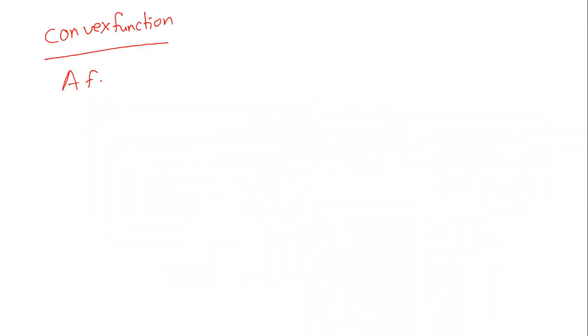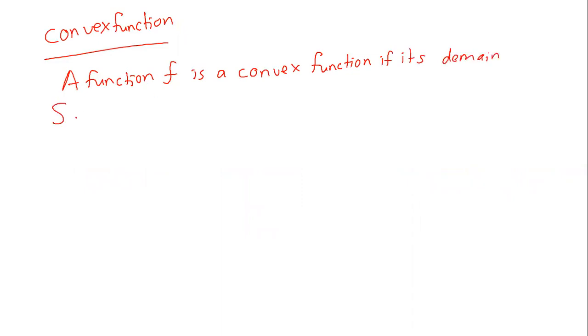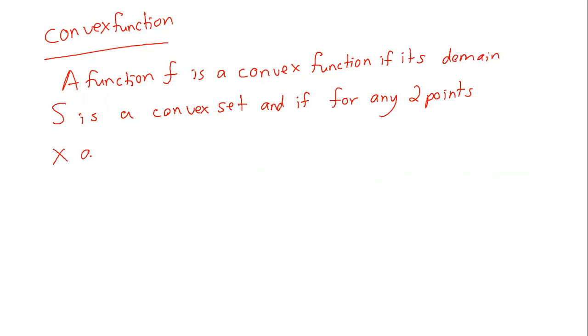And so a function f is a convex function if its domain S is a convex set, and if for any 2 points x and y in S, the following property is satisfied.